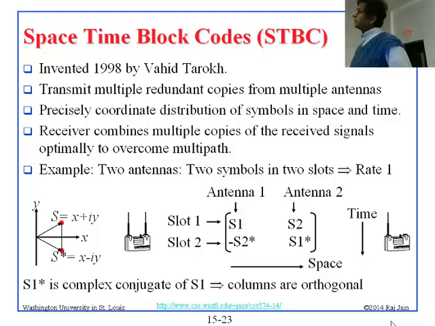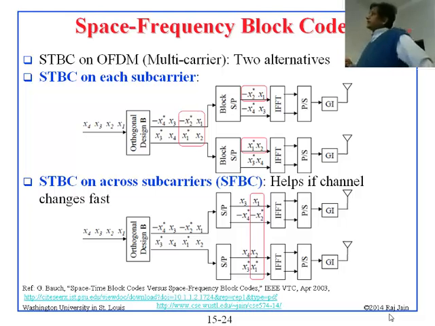All these 4 symbols are going on one frequency, but different antennas and different time. So this is how you do it. Basically, if you want to do STBC in an OFDM symbol, you just put them on the same carrier, different time slots. These are obviously time slots because they're sequential, and then different antennas.